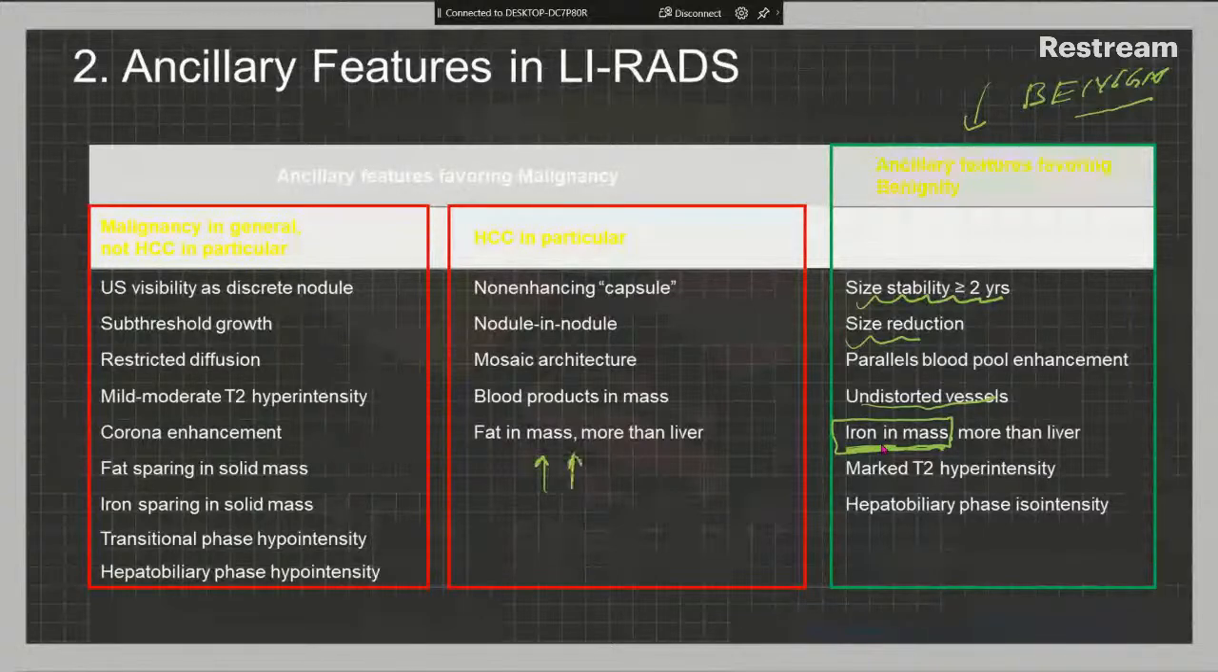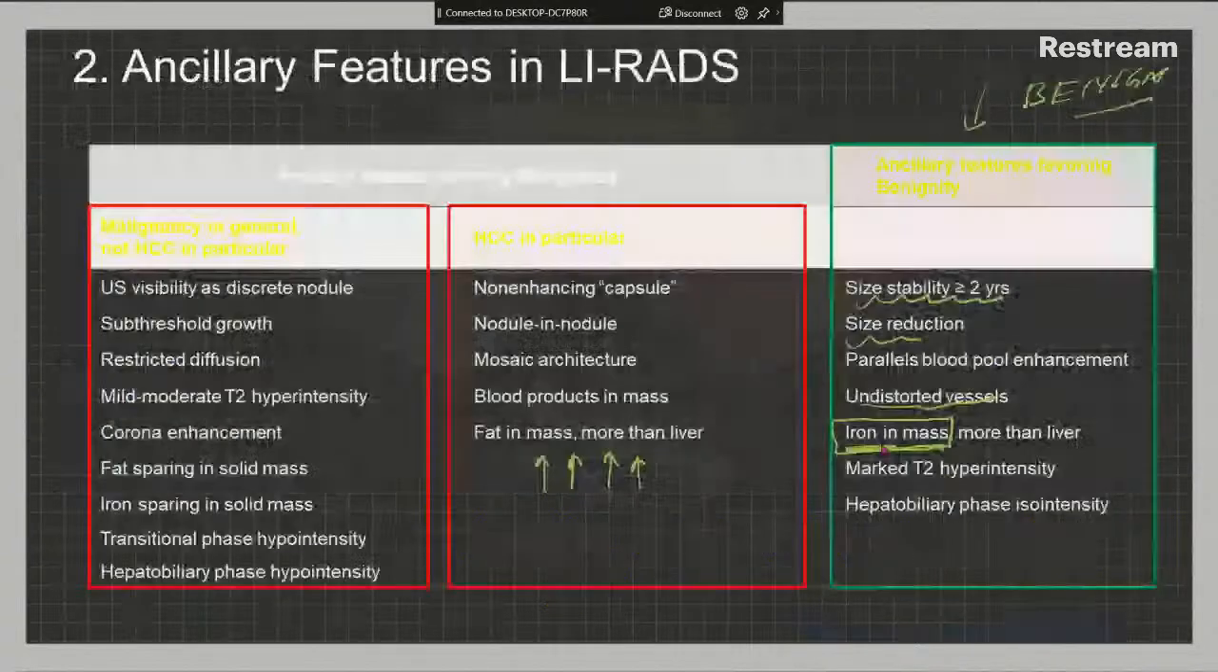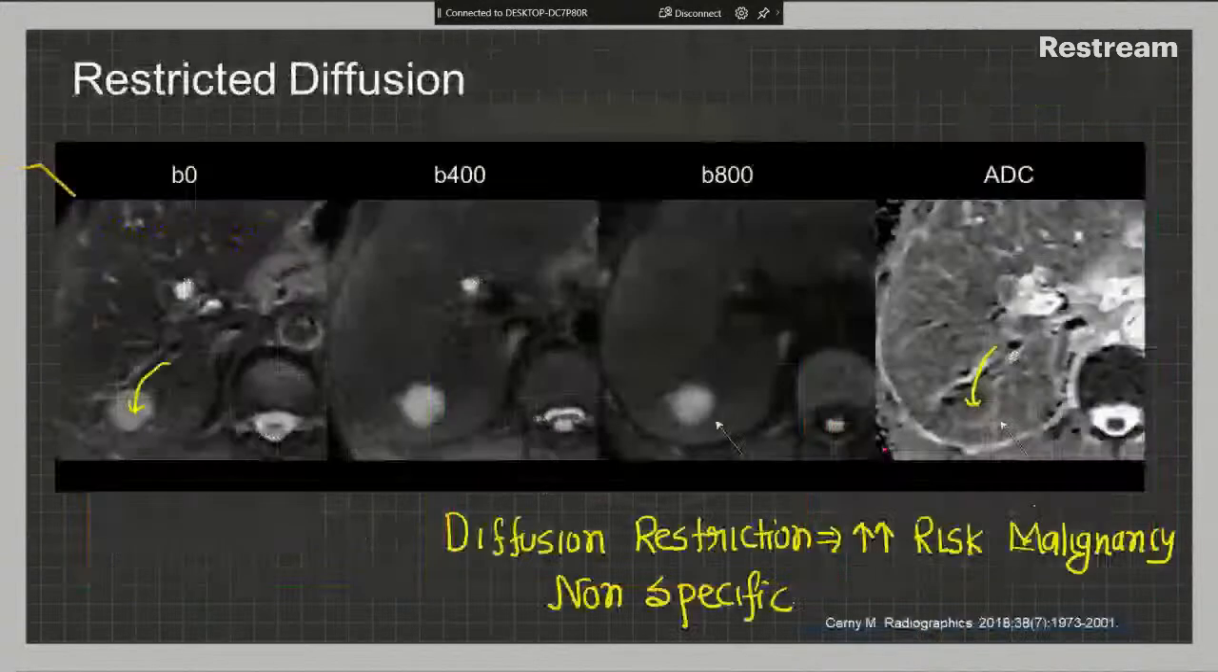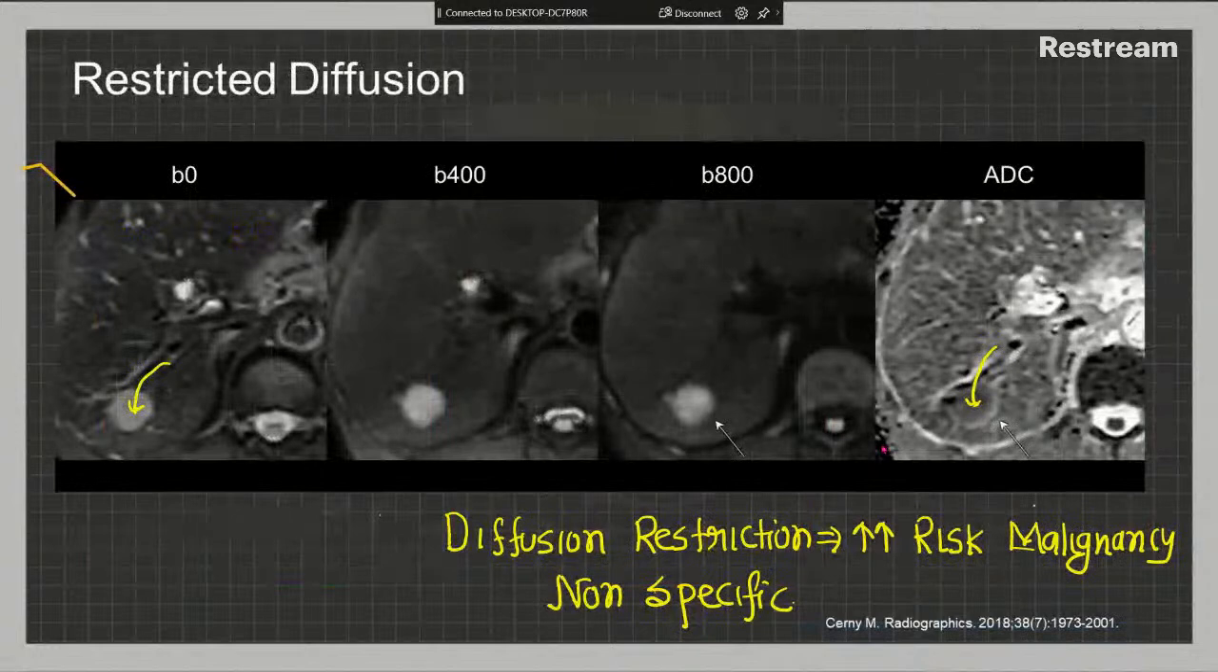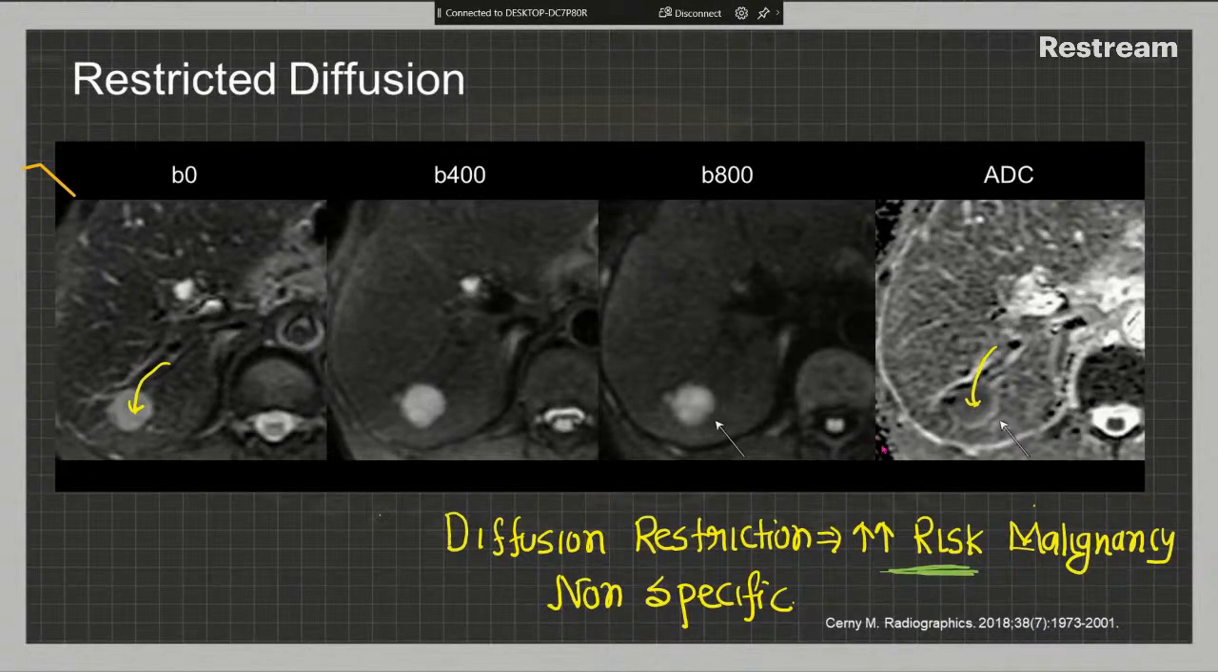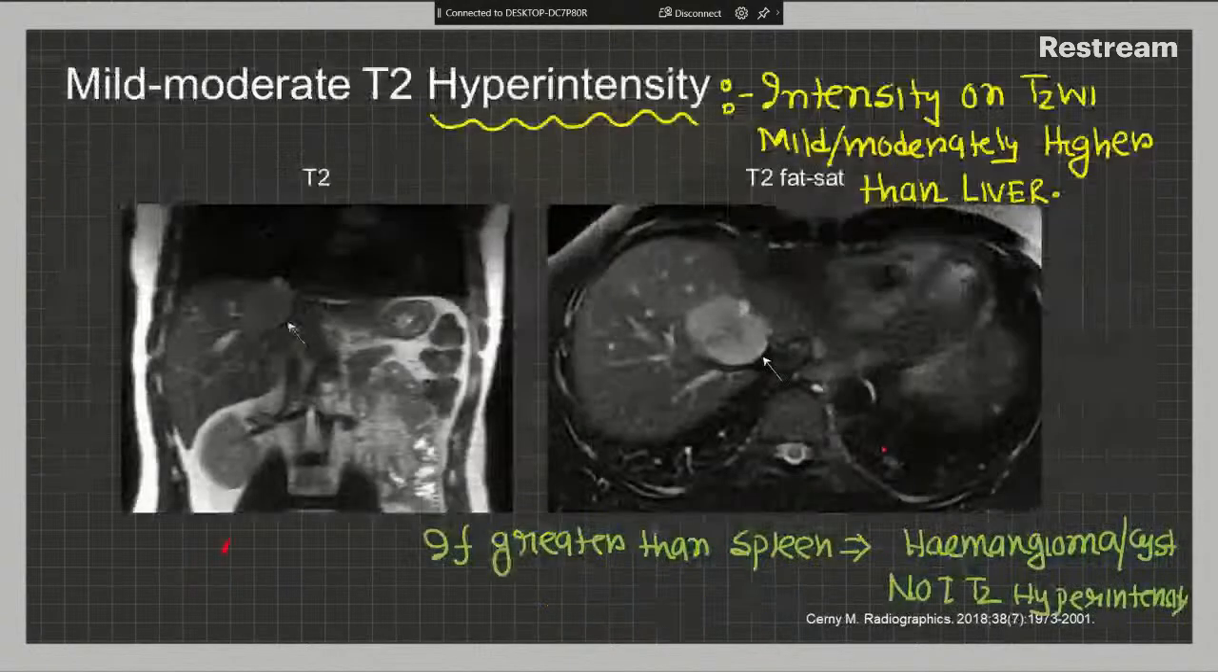And these three are ancillary features, not major features. They are not present in every case, but they are additional criteria which, if present, raise the chance of LI-RADS. So this one is restricted diffusion. In general, any malignant lesion shows diffusion restriction. It is not specific to hepatocellular carcinoma. So if diffusion restriction is present, it increases the risk of malignancy, but it is non-specific.